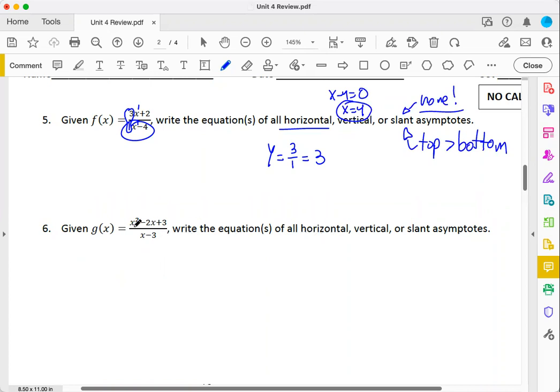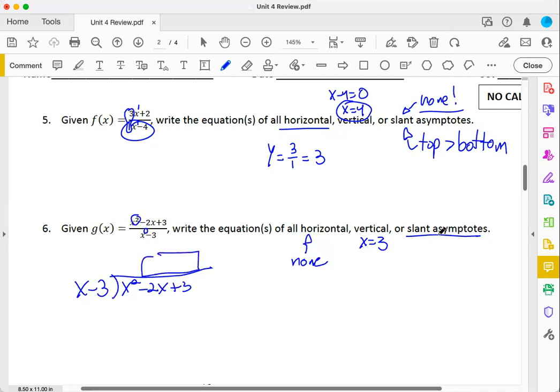Horizontal asymptote. We see that the top degree is greater than the bottom. So that actually means that there's going to be a slant asymptote, and that implies that there's going to be no horizontal asymptote. But there's definitely a vertical asymptote when x is 3. So how can we get the slant asymptote? Well, we know that we could do long division for this, and whatever your quotient is, that's going to be the slant asymptote.